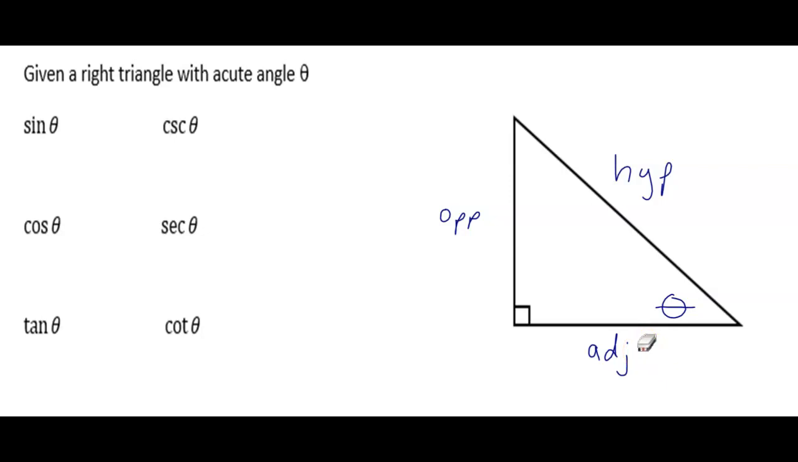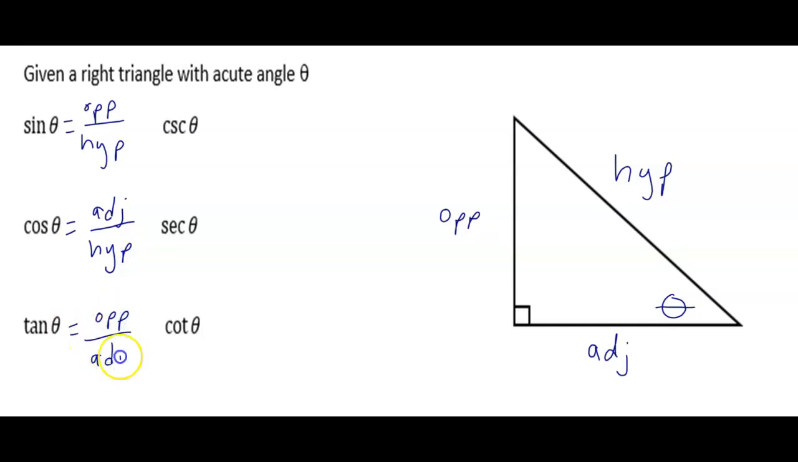Now when I define sine, cosine, tangent, sine is the ratio of the opposite side to the adjacent side. I apologize, it's the opposite over the hypotenuse. Cosine is the adjacent over the hypotenuse. I'm not sure why this eraser is following me around. And then tangent is opposite over adjacent.